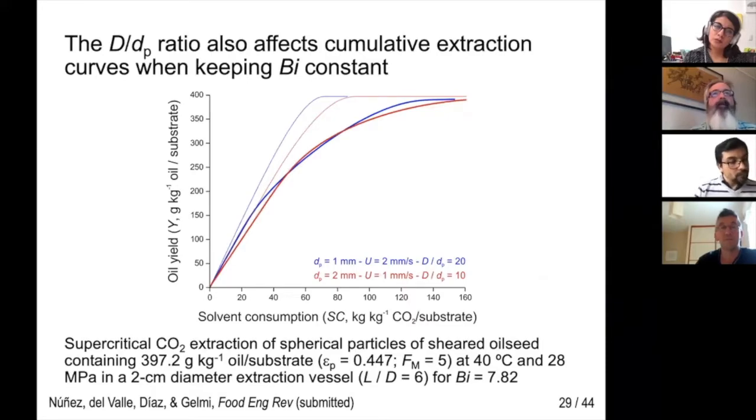When keeping the Biot number constant by changing particle size and average superficial CO2 velocity simultaneously, there was a very complex dependence of the radial profiles in superficial velocity on the extraction curve, depending on the ratio of vessel diameter to particle diameter. However, we made the comparison for a very narrow interval of d over dp between 10 and 20.